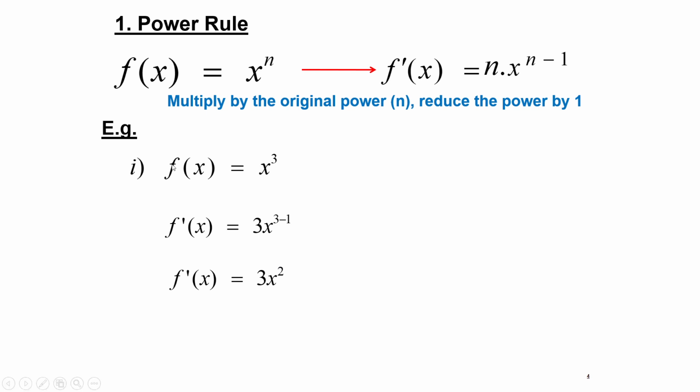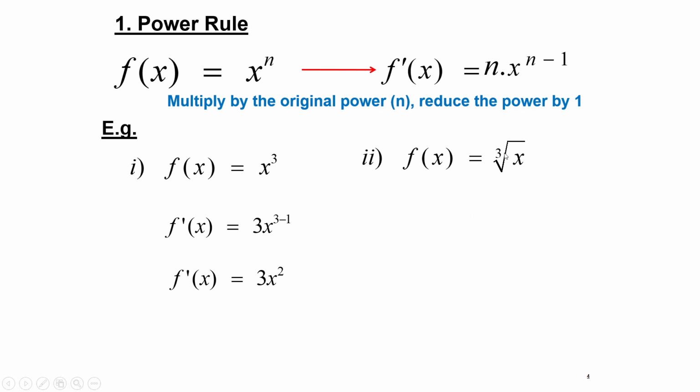That means f of x is equal to x cube, and the differential of that is f dash of x is equal to 3x squared. That's basically power rule. Let's look at another one.